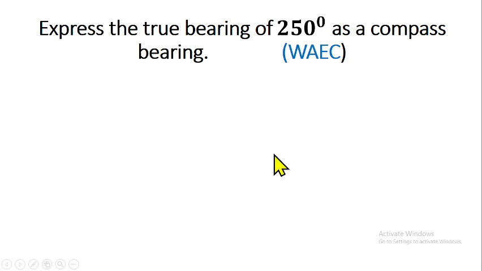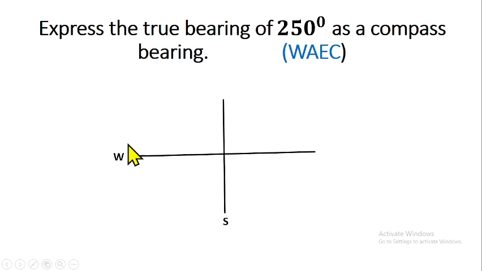Let's see some past questions that they have asked on this conversion of bearing. You have to express the true bearing of 250 degrees as a compass bearing. This bearing is a 3-digit bearing, and they want us to take it to compass. How do we do that? Locate this bearing first. Draw your compass, and 250 is going to fall around here, because this is a 3-digit bearing. This is 90, from 90 to 180, from 180 to 270. So 250 is going to fall around there. So draw a straight line, then locate the angle. The angle is going to be from the north to this line here, because this is a 3-digit bearing.